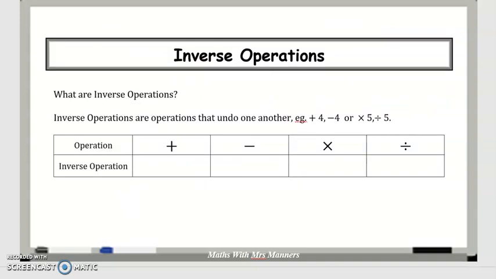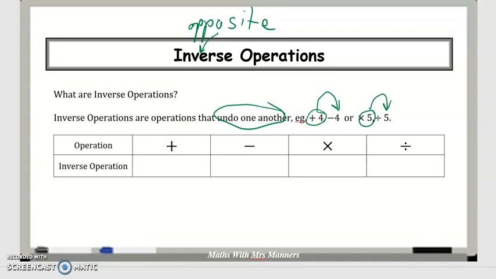So inverse operations are operations that undo one another, and they're basically opposite operations. So sometimes you'll hear people referring to inverse operations also as opposite operations. For example, adding 4 and taking away 4, they cancel each other out. And multiplying by 5 and dividing by 5, they cancel each other out. So the opposite of adding would be to take away. The opposite of taking away or subtracting would be to add. The inverse operation of multiplication is division, and the inverse operation of division then must be multiplication.